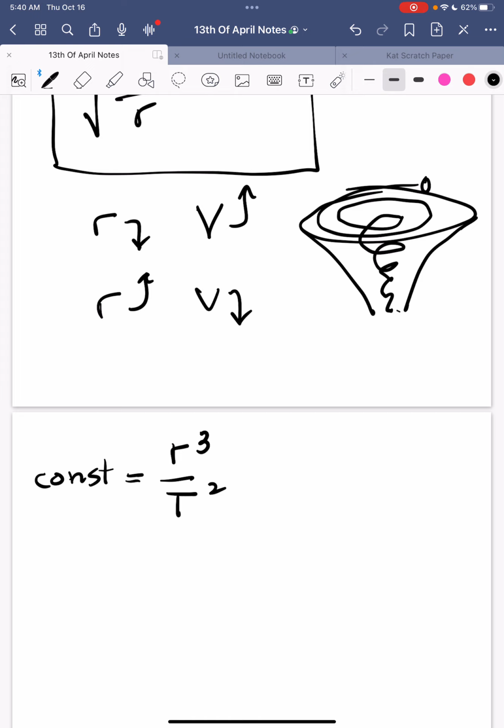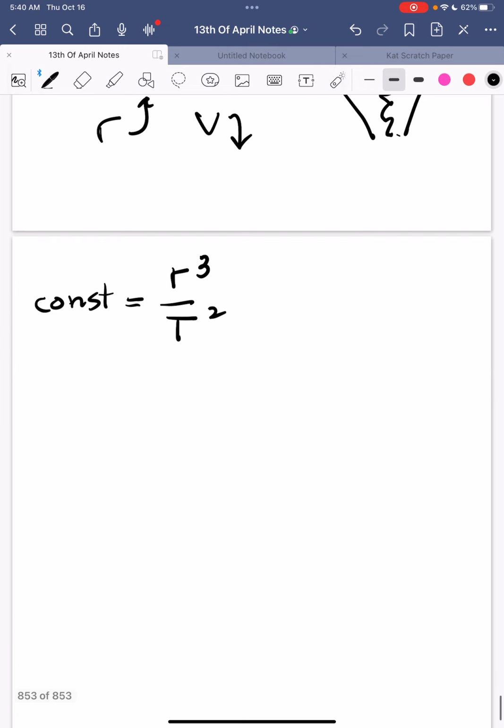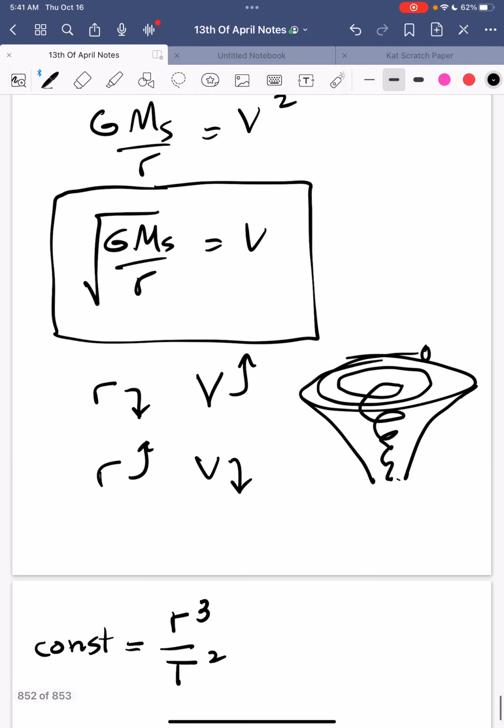And he said that this is true for every single planet. So if you took the radius of the planet, cubed it, and divided it by the time it took to go around the Sun, which is its period, squared, it would always be a constant. That's true for every single planet, which is an interesting thing. How could he get that? Well, I'm going to show you how you get that from this boxed equation here. This is one description of velocity. So let me copy this and take it to the next page.